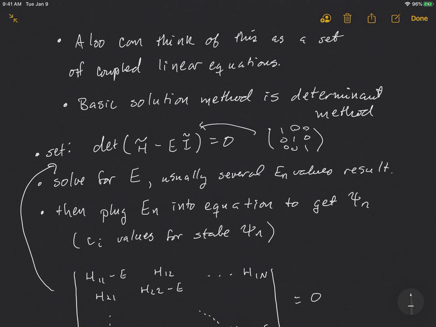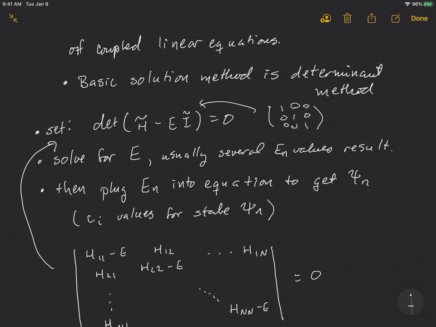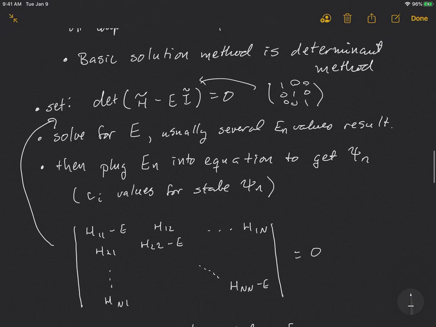Anyway, after we get our individual energy eigenvalues, let's label them E sub n, where little n is some number between 1 and big N, which is the rank of the matrix. So we plug that E sub n value into the matrix equation to get back the individual C sub i values, the individual linear coefficients for that state psi sub n.